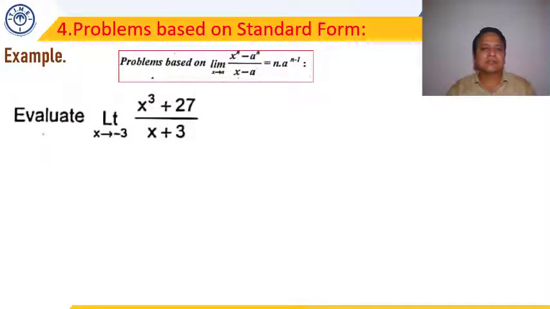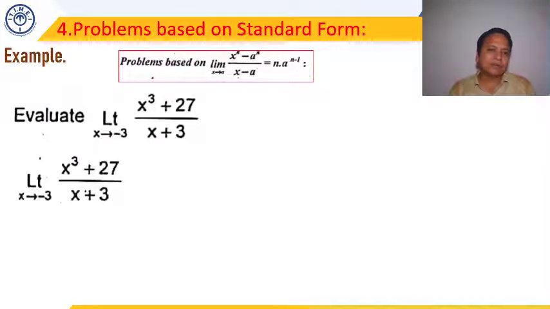We take the first example: x cube plus 27. 27 is safely 3 cube, upon x plus 3. But if we look at our formula, in standard notation there is a minus sign in between. Can we say x cube plus 27 upon x plus 3, where x is tending to minus 3?